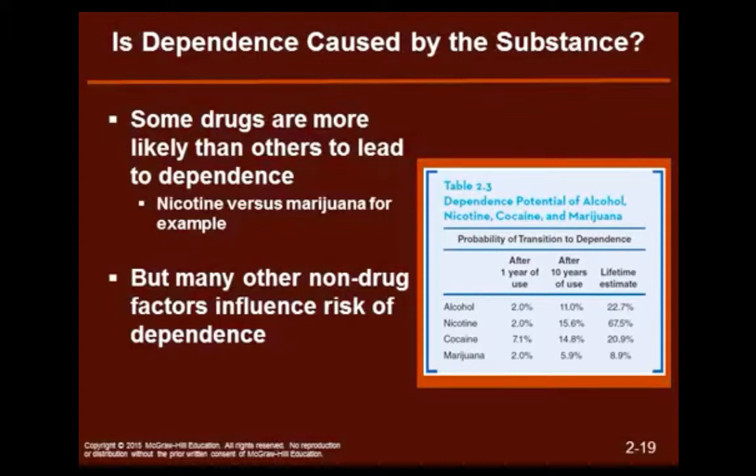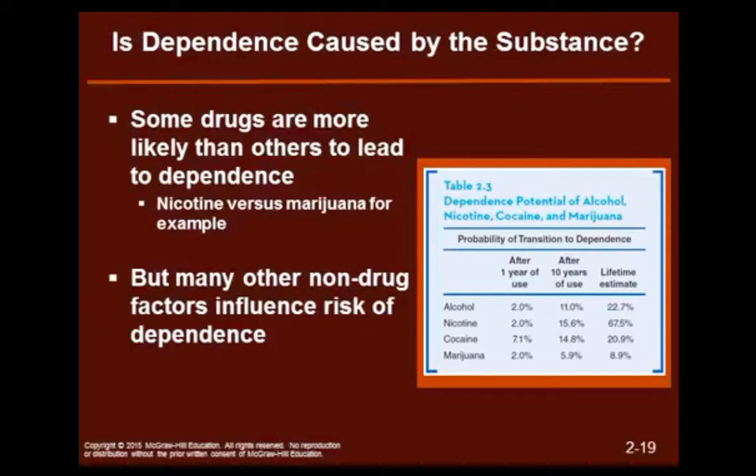But as we look at that smoking becoming a chronic behavior, we find that after 10 years of use, for the folks who are continuing to smoke nicotine products, their likelihood of becoming dependent is 15.6, and for marijuana it's down to 5.9. So we see some real differences over the long term. And then if we look at the lifetime estimate, much higher for nicotine than for marijuana.